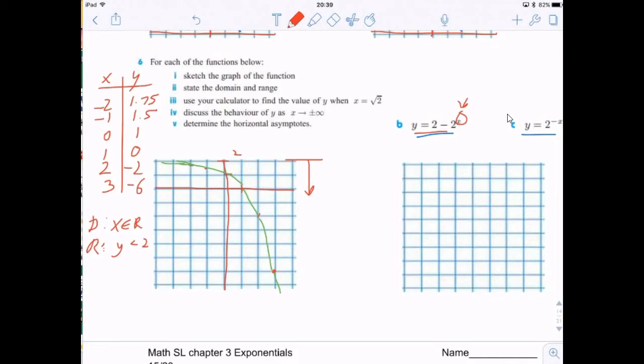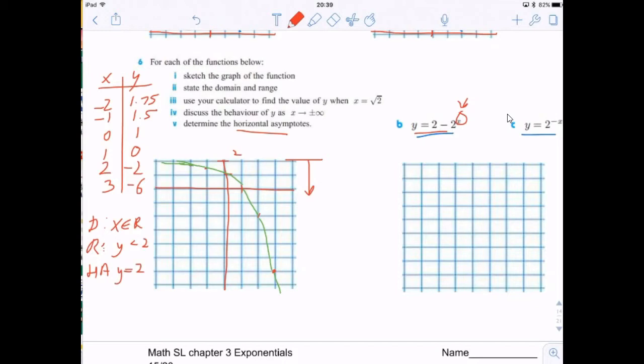Okay, and actually it does ask about the horizontal asymptote. The horizontal asymptote is y equals 2. So those are two related things. The range and the horizontal asymptote are related. Use your calculator to find the values of y when x equals square root of 2. And then I'll go back and do that. And discuss the behavior of y as x goes to positive infinity or negative infinity.